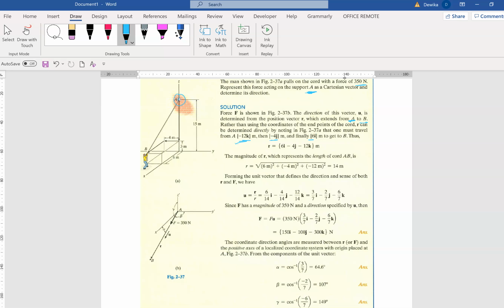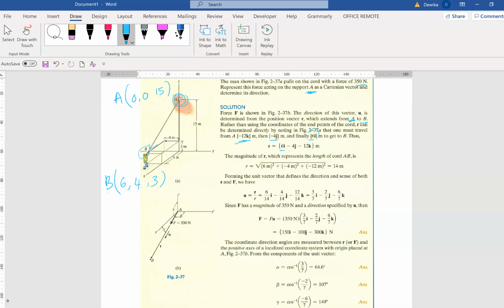Okay, let's look at this. I've actually written the coordinates for A, which is 0, 0, 15, and B, which is 6, 4, and 3. Now this question takes the vector which extends from A to B, which means the force is directed from A to B, because he's pulling. So in this case, you take coordinate B minus coordinate A. So you take B minus A, you get 6.